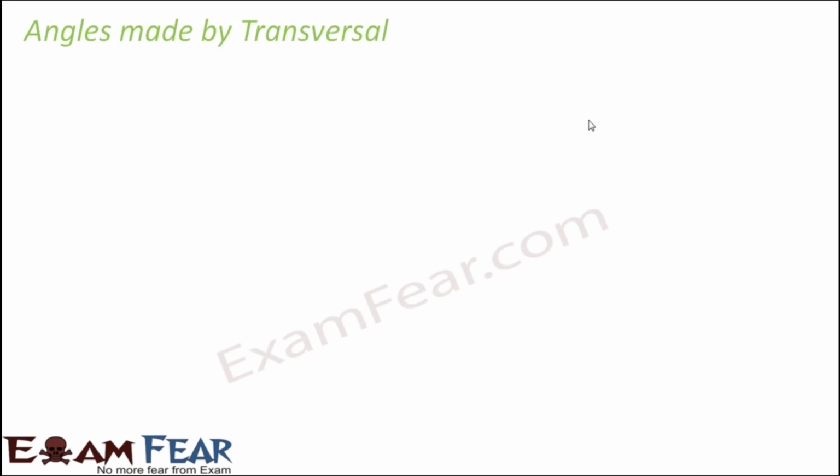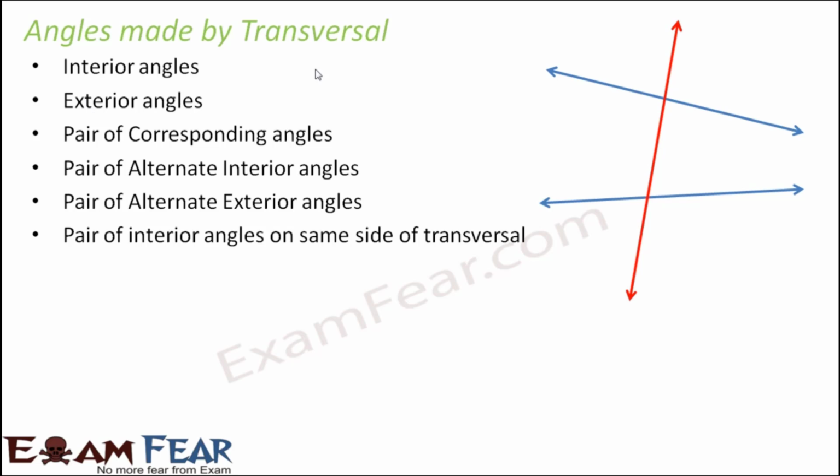Now, whenever the transversal intersects multiple lines, certain angles are made. So let us look at those angles made by the transversal. So let us look at the various angles that are formed. So you see, when this line cuts these 2 lines, so many angles are formed, right? So these are all the angles that are formed. So let us name these angles. Interior angles. So what are the interior angles? Now, even before that, let us start naming the angles.